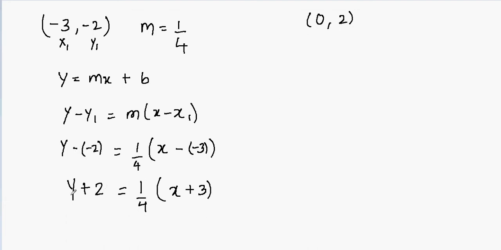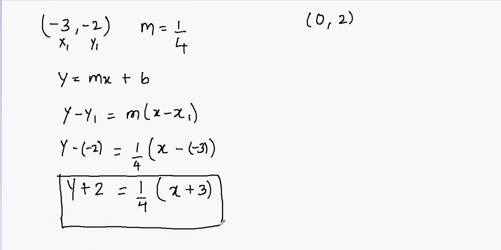Now, this equation can be written in two forms. This form, y plus 2 is equal to 1 over 4 times (x plus 3), is the point slope form. So if your teacher wants you to write the equation in the point slope form, this will be the final equation.